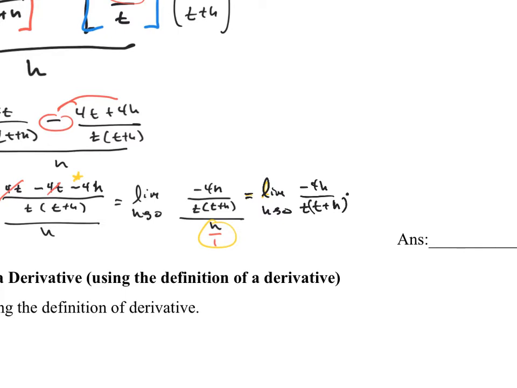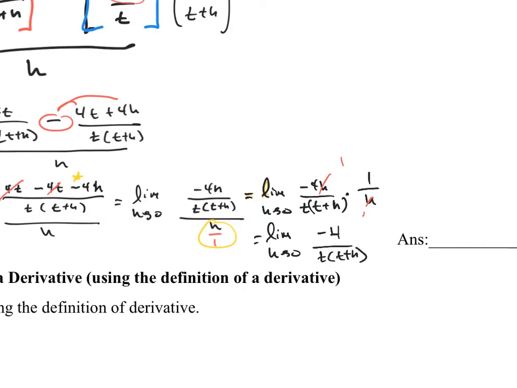But then I'm going to take h over 1 and flip it. So that's going to become 1 over h, and it changes to multiplication. But now notice, sweet, those h's are going to simplify. So I'm left with the limit as h approaches 0 of, on top, a negative 4, right? And on bottom I'd have a t times a (t plus h).